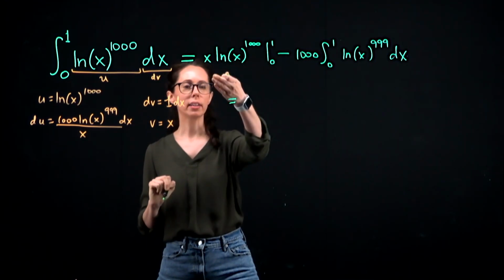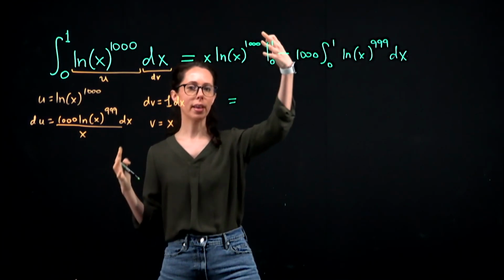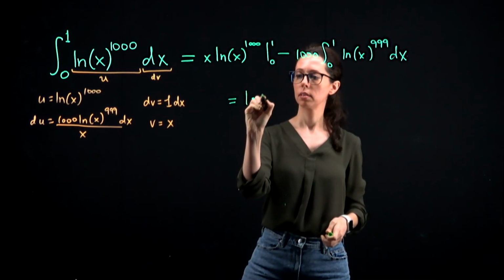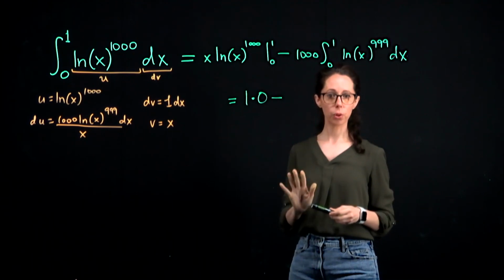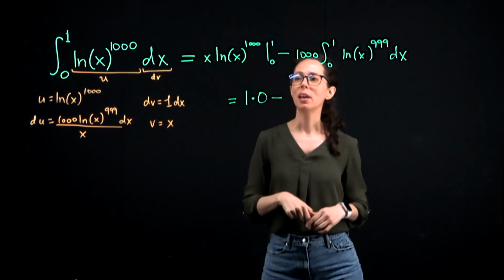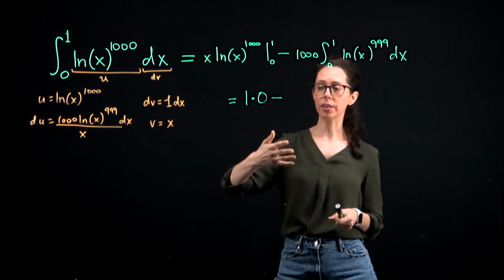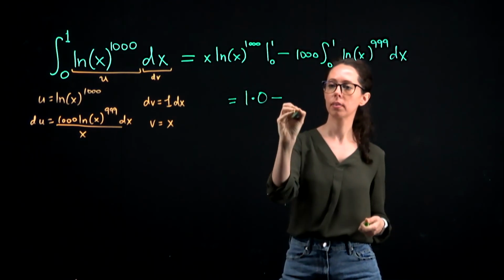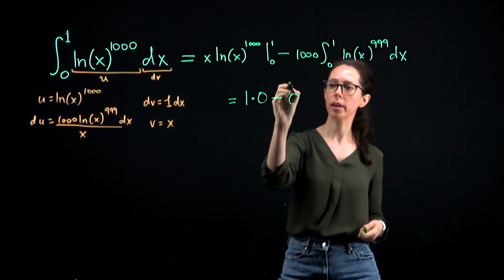If I plug in x equals 1, natural log of 1 is 0. 0 raised to the 1,000th power is 0. So overall, 1 times 0. The other one, I'm going to state the result, and then I will prove it for you after we're done with this computation. The heart of this is doing this integral, but we should establish that if x is going to 0, x times natural log of x will go to 0, as will x times natural log of x raised to the 1,000th power.